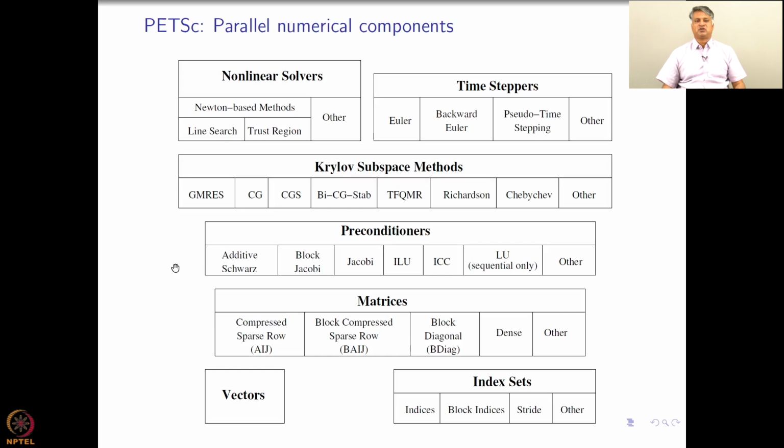So what kind of numerical nonlinear solvers do you have? You have Newton-based methods, line search, trust regions. You have different time steppers like Euler, backward Euler, pseudo time stepping. The Krylov subspace methods is also very large. You have GMRES, conjugate gradient, CGS, BiCG-STAB, Richardson, Chebyshev, and others. The preconditioners that are there in PETSc are additive Schwarz, block Jacobi, ILU, ICC, LU, and others. And the kind of matrices that PETSc can work with are compressed sparse row, block compressed sparse row, block diagonal, dense, and other methods. It also works with a variety of index sets.